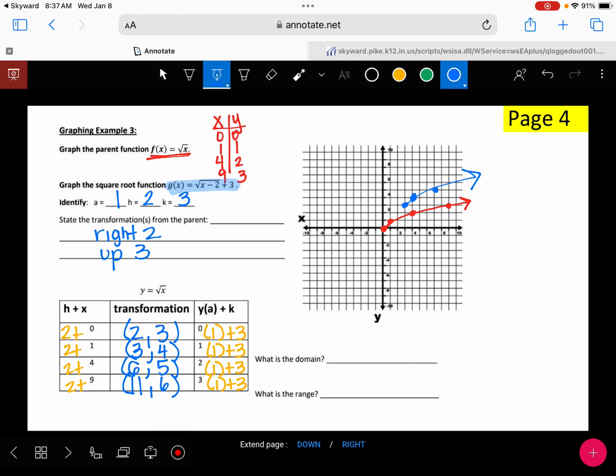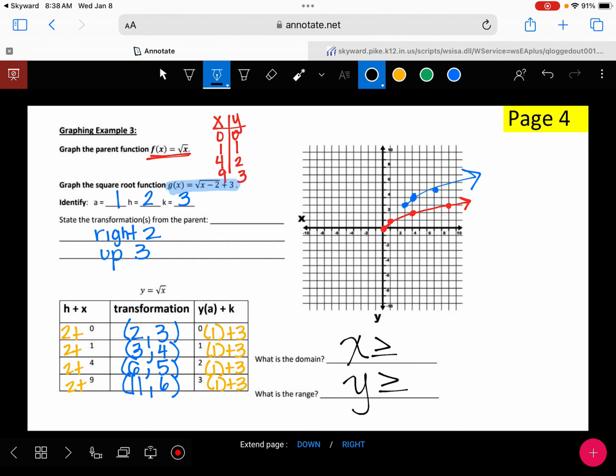All right, so the last thing we need to do is write our domain and our range. For our domain, the domain is always going to start with x is greater than or equal to. And for our range, y, that's going to start with y is greater than or equal to.